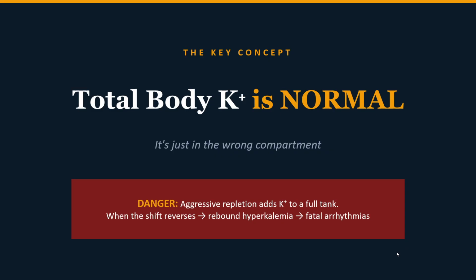Now, what are the triggers that drive potassium into cells? There are four major ones you need to know. All of them ultimately work through the same final common pathway, activation of sodium potassium ATPase on cell membranes, particularly skeletal muscle. Let me walk you through each one.